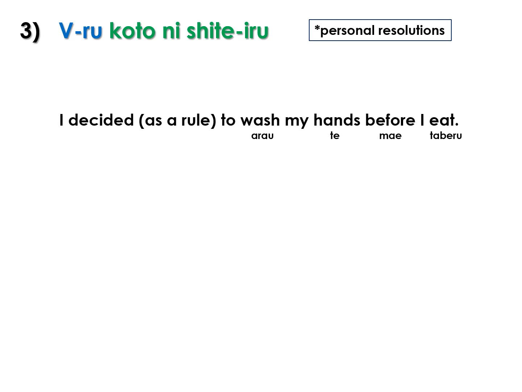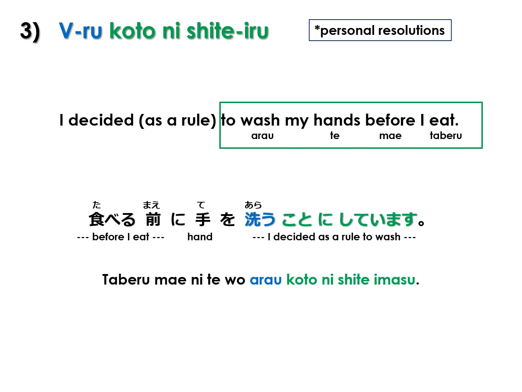Another example, I decided as a rule to wash my hands before I eat. Maybe I didn't used to do this before. So we nominalize to wash my hands before I eat. In Japanese, 食べる前に手を洗うことにしています。The ru-mai-ni conjugation expresses before doing, and you can review this in lesson 35.